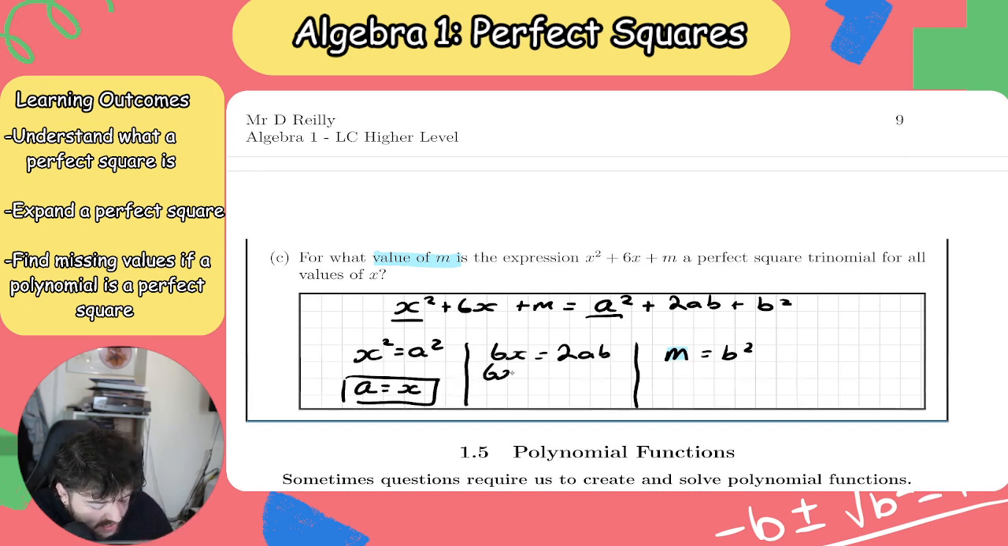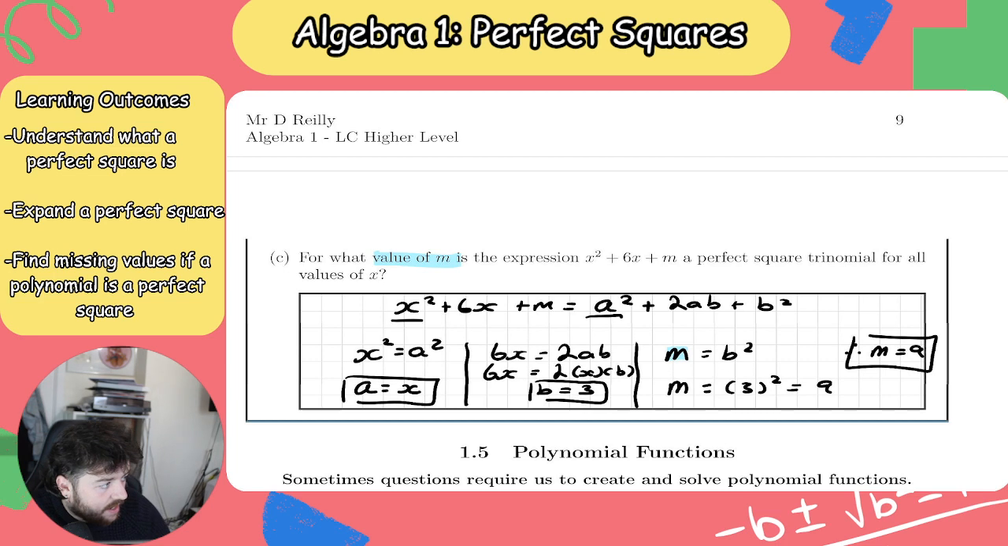Here, 6x is equal to 2 times x times b. 6x is equal to 2xb. Divide both sides by 2x. I'm going to get b is equal to 3. Right? And then m here is going to be m is equal to 3 squared, which is 9. So therefore, my answer is m is equal to 9. That's my final answer there.